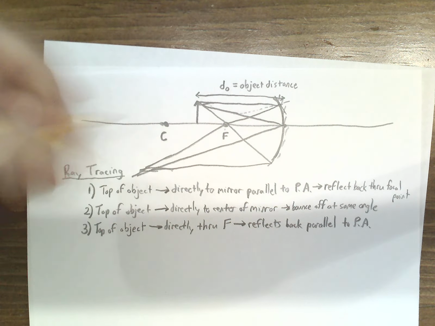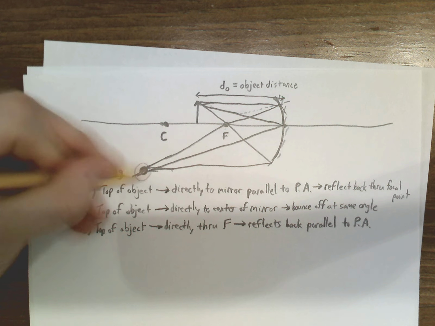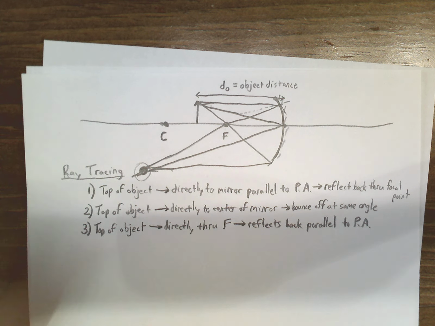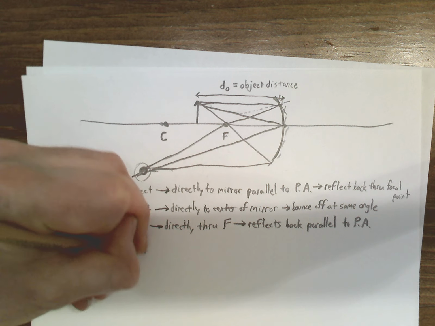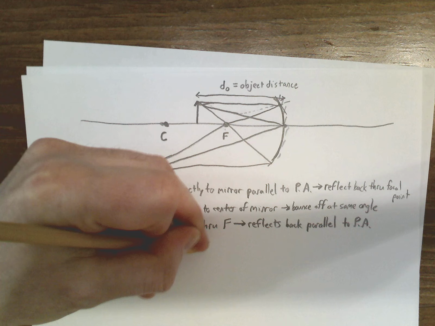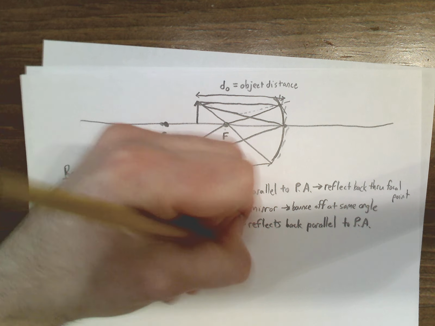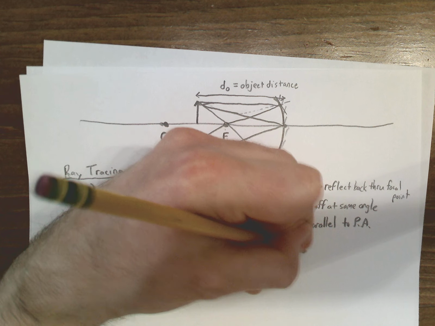So this intersection, where all three light rays converge, that represents the image. So the intersection of rays, of reflected rays, I should say, gives image location.